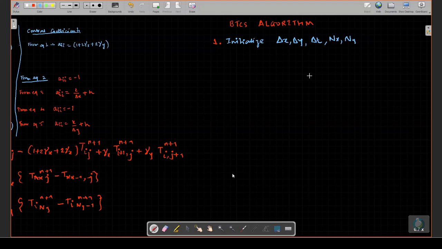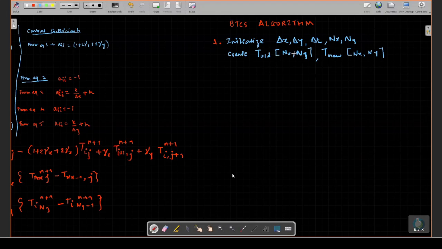Then create some arrays. An array T old, which will be a 2-dimensional array of size nx comma ny, whatever nx and ny you are taking, and also create one more array T new, also of the same size nx ny, to store the old values of the temperature and the new values of the temperature.